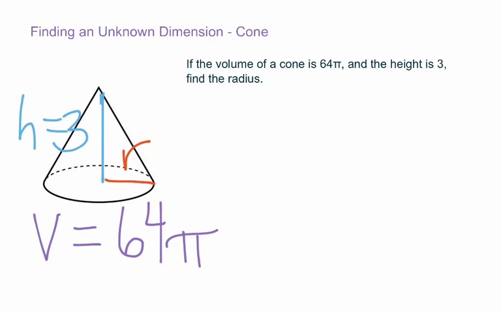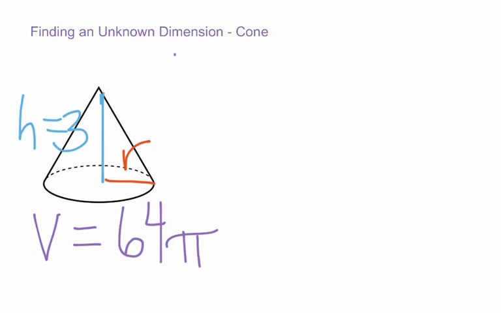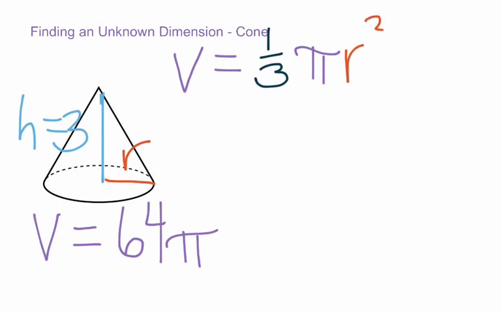So just like we did with the cylinder, I'm going to set up the formula, plug in everything that I have, and then work backwards to figure out what I need. So I know the volume of a cone. It looks very similar to that of a cylinder, except for this 1/3 part, because a cone is just 1/3 the total volume of a cylinder. But other than that, it's pi r squared times the h.